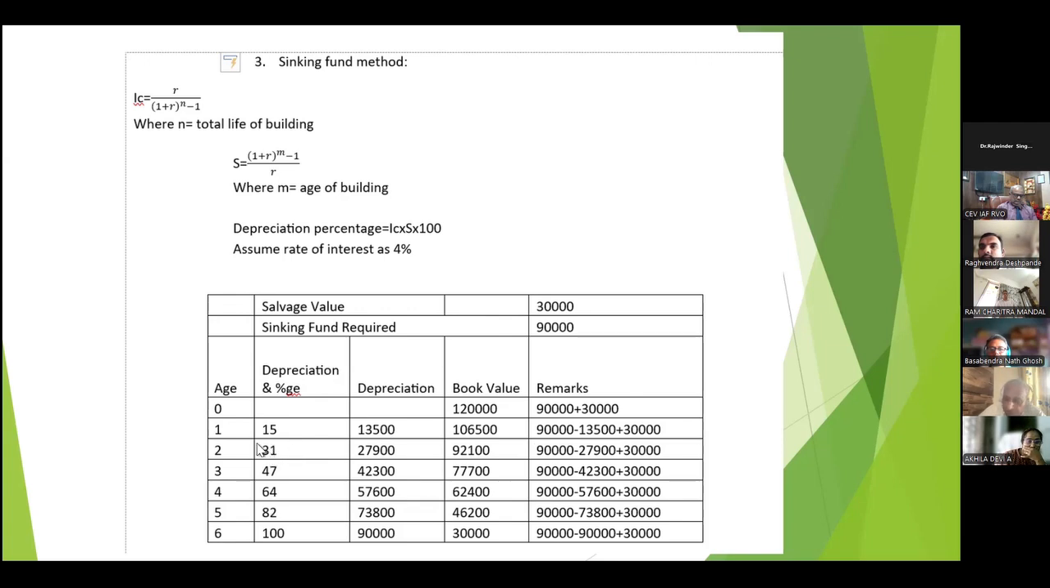In the second year depreciation is 31%. 31% of what? 90,000, that is 27,900. So now you will subtract 27,900 from 90,000 and add 30,000. Value at the end of second year will be 92,100. Similarly at the third year, similarly at the fourth year, fifth year and sixth year. At the end, depreciation will be 100%. 100% of what? 90,000 means 90,000 minus 90,000. You will be left with only 30,000 as the salvage.